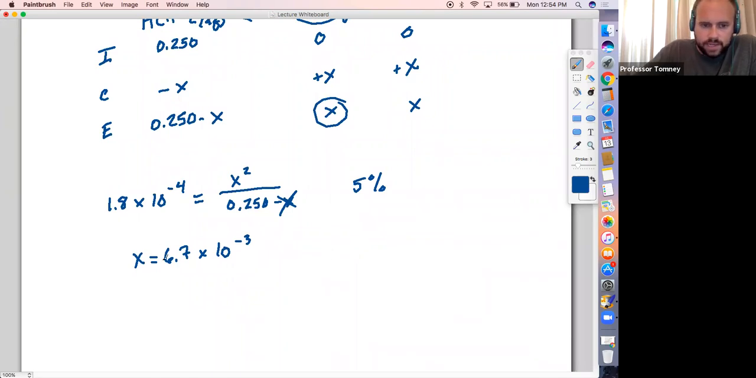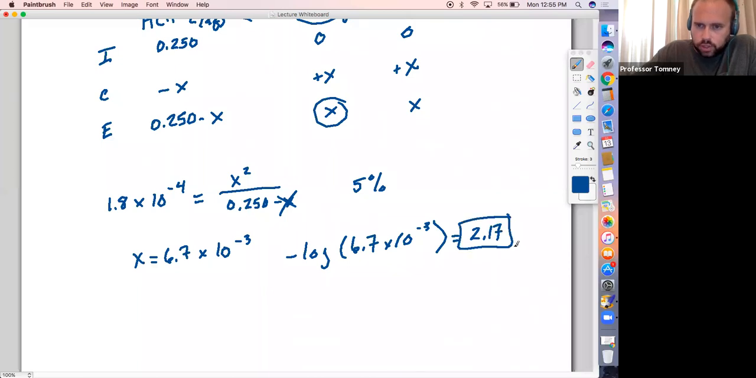So if this is the hydronium concentration, all I need to do is take the negative log of this, and I'll end up with pH. So this should obviously be below 7 because I'm working with an acid. If you take the negative log of 6.7 times 10 to the minus third, we come out with 2.17 as the pH. All right, so that is the pH of the acid.